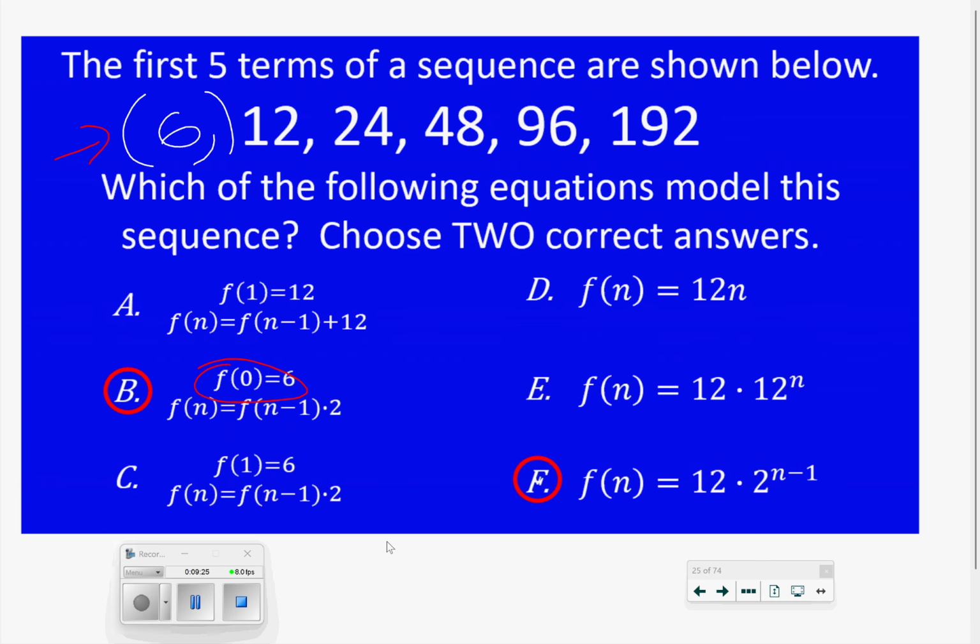All right, the answer is going to be B and F. I'm going to start with F first. F, first of all, it's a geometric sequence. We're multiplying by 2 each time. And this is just plugging in the geometric sequence as is in the explicit form. We got the first term, 12. We got the common ratio, which is 2. And we raise it to the n minus 1.